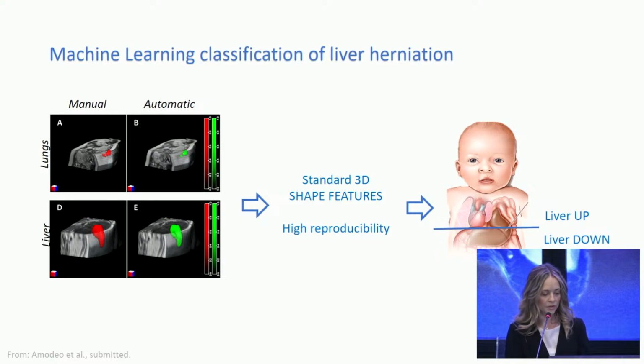Then several features, shape features, were extracted from both manual and automatic segmented regions with high reproducibility. And finally, we developed a machine learning tool for classification of liver herniation as liver up or liver down, obtaining a very good accordance between manual and automatic features, showing that machine learning classification is feasible and reliable too.